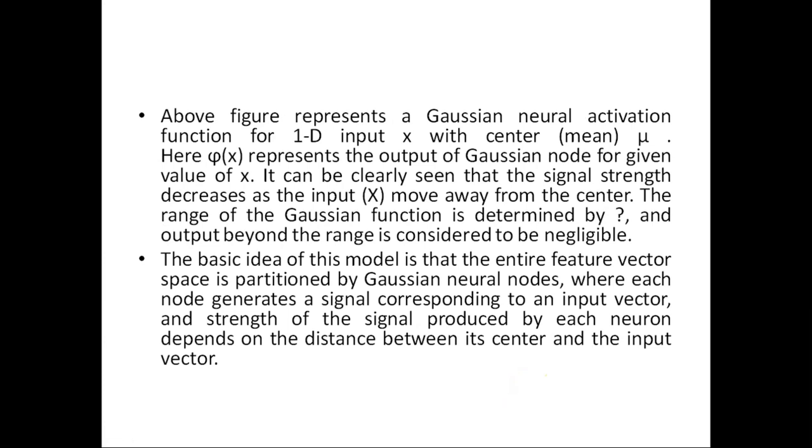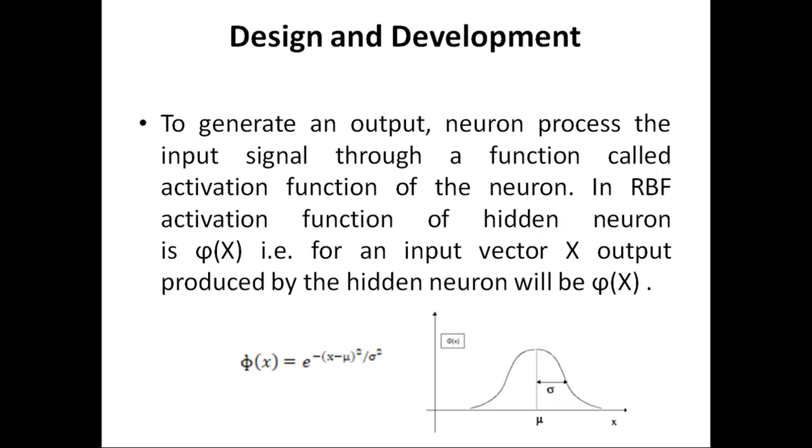So the signal strength decreases as the input x moves away from the center, and the range of this Gaussian function is also determined. You can see the range where it is decreasing. You can see it here. So just one minute. At this point we can terminate, and here also at this point. So this point to this point will be its range, right?